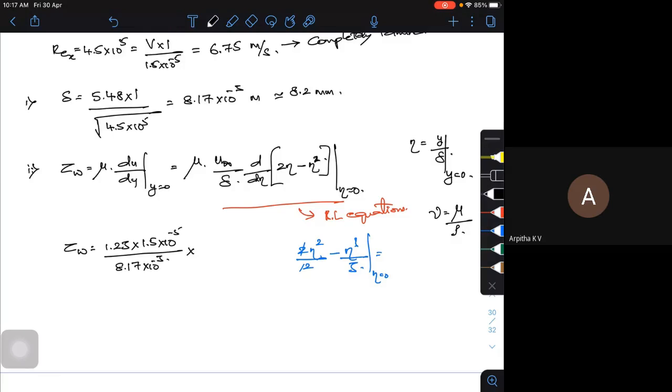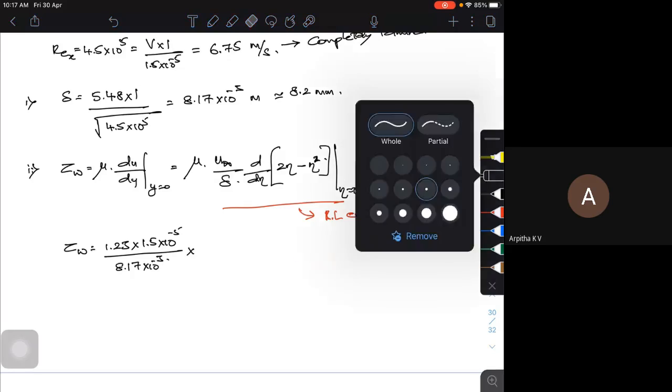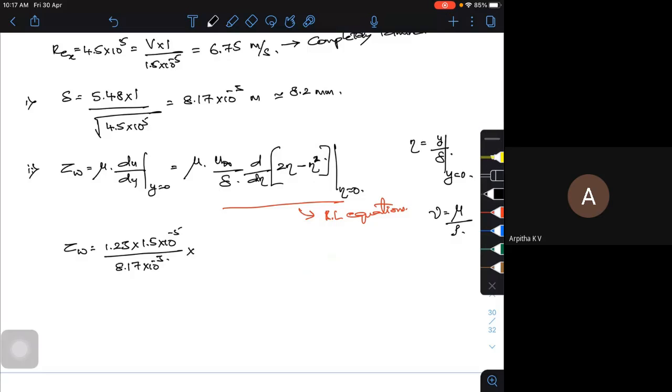Sir, actually we are differentiating, no? Yeah, sorry, differentiating. So this is actually 2 into 2 minus, differentiating, 2 eta. So it is 2 eta to the power of minus 1 divided by, so this will be 2 minus 1. So I'll end up with eta. So eta is equal to 0.